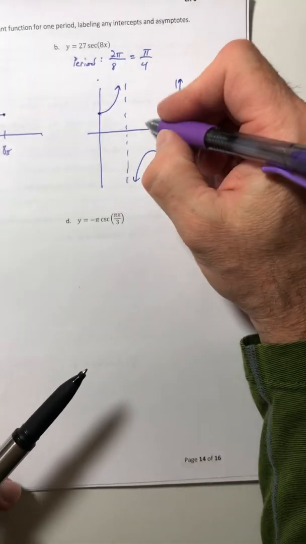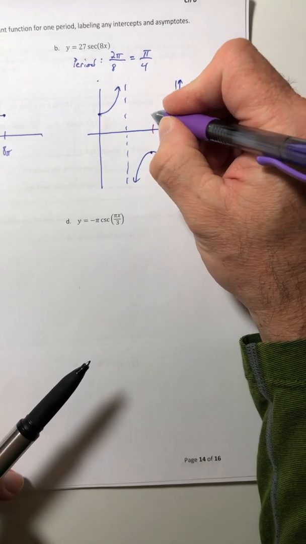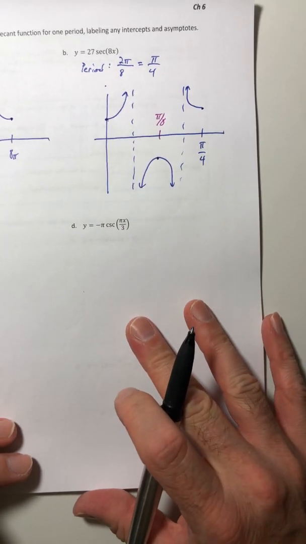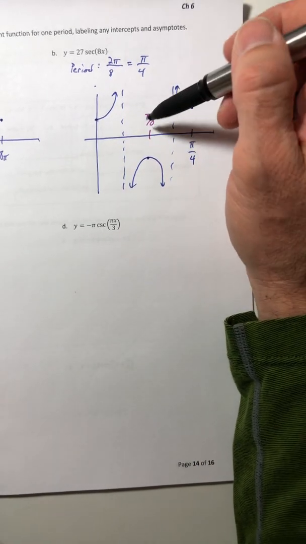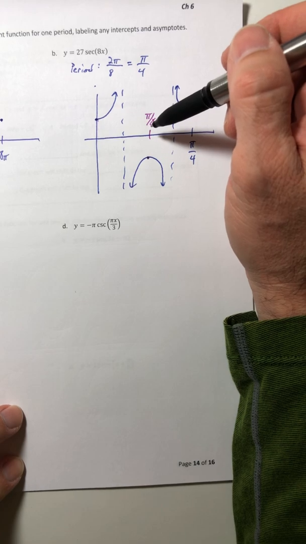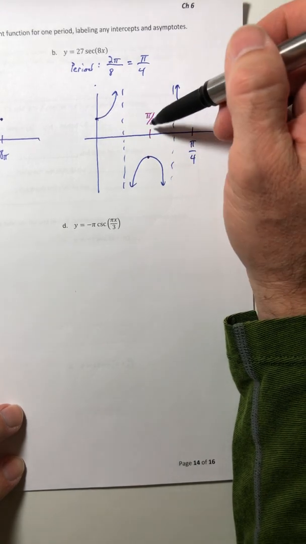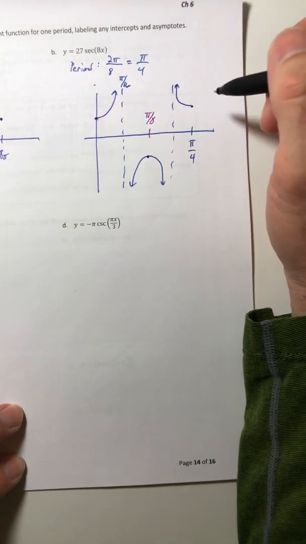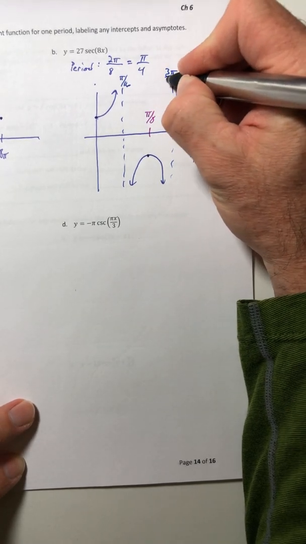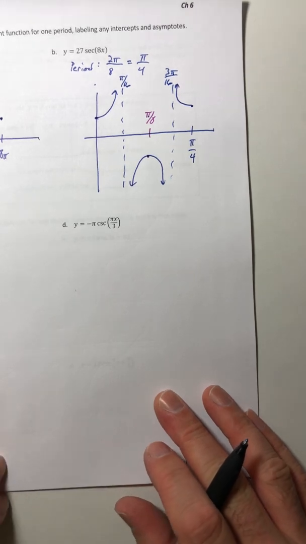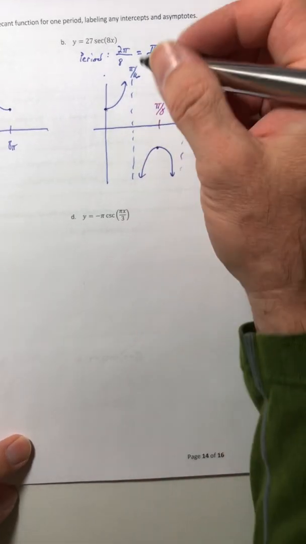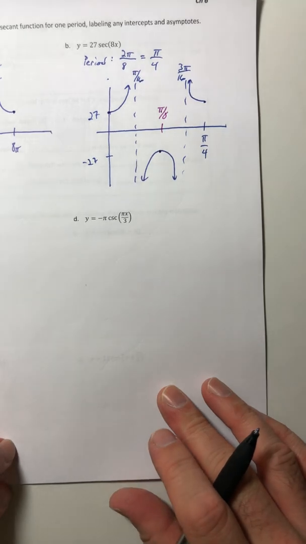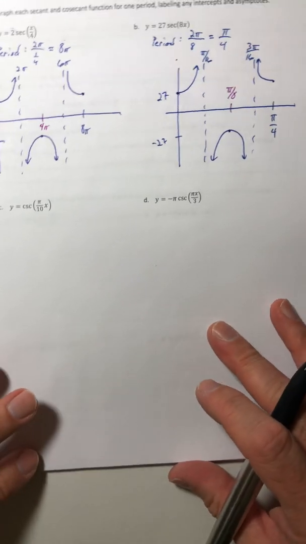We're going to cut that in half. So that would be pi over 8. Okay, and then if we cut that in half again, that would be pi over 16. And in between pi over 8 and pi over 4 would be 3 pi over 16. Oh, and then we're staying out of the region between -2 and 2. So there you go.